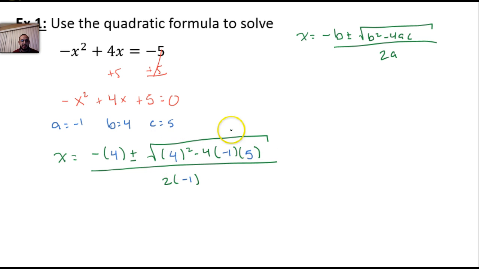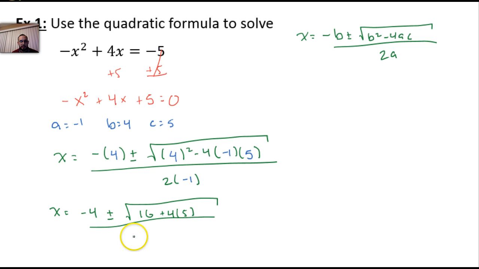I like to work with what's inside our radical first. It's also known as our discriminant, and you'll see that in the next video. So let's go ahead and work with that first. We distribute the -4, or the negative, into the 4, plus or minus, and we get 4 squared, it's just 16, and we get -4 times -1, that's plus 4 times a 5, all over -2.